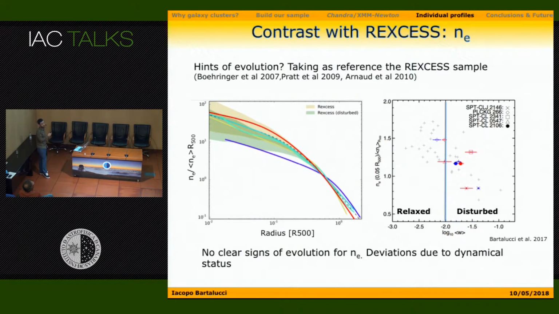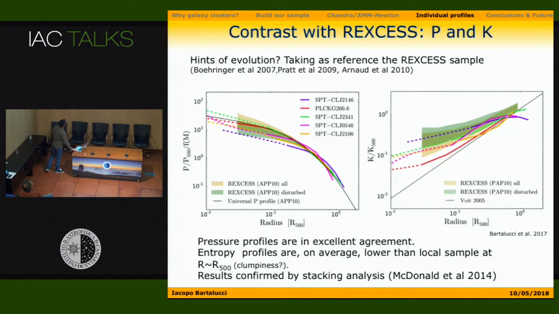Now, actually, the reason for this is that, as I said, our sample here with colored points is characterized by disturbed objects. So the only reason why we are seeing this small offset with respect to the whole REXCESS sample is simply related to the fact that we are looking at disturbed objects. So, no evolution in the density profiles.